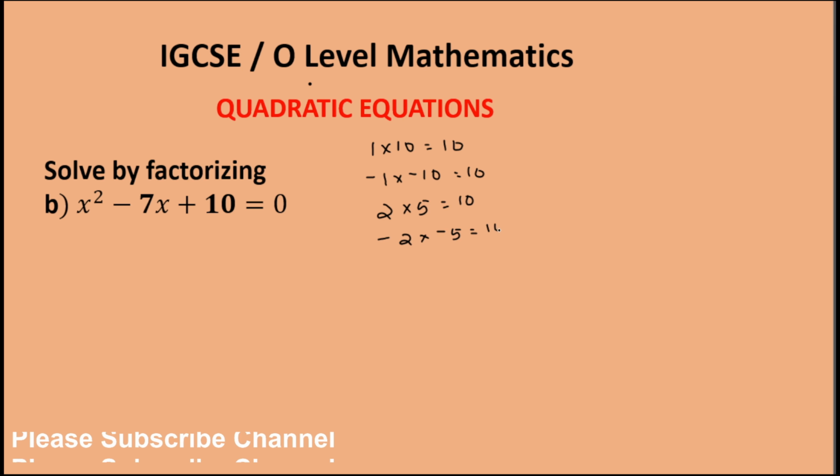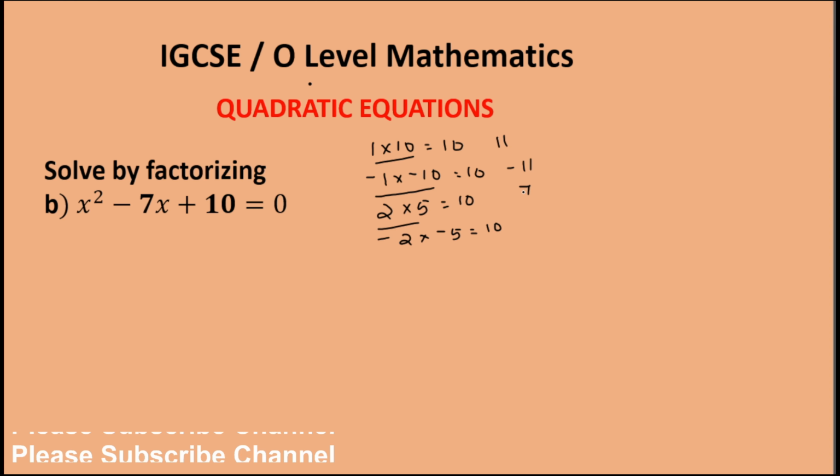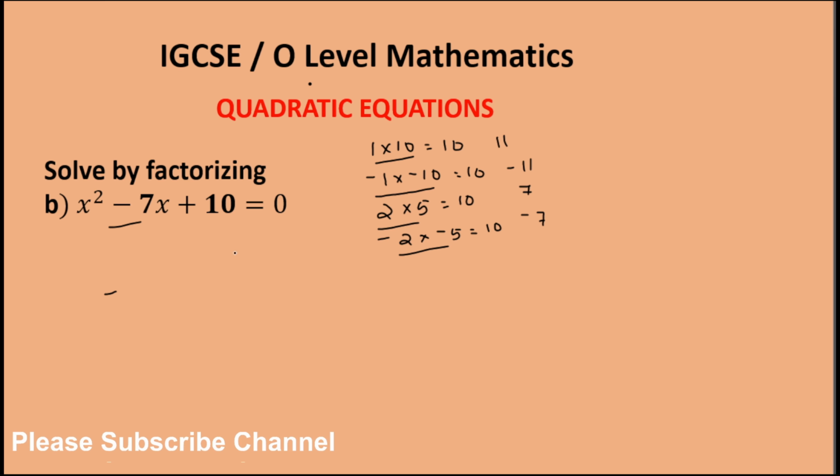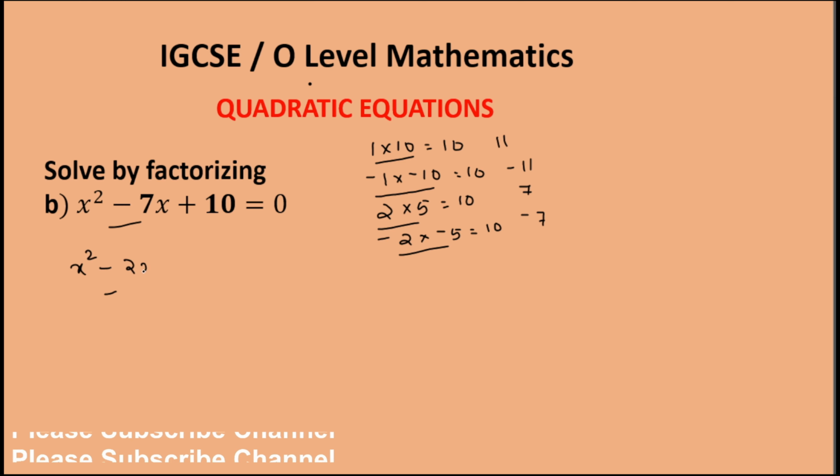Adding 1 and 10 we get 11. Adding minus 1 and minus 10 we get minus 11. Adding 2 and 5, we get 7. Minus 2 and minus 5, we get minus 7. Here we need minus 7, so we take minus 2 and minus 5. So we can split the term minus 7x of x square minus 7x plus 10 as minus 2x minus 5x plus 10 is equal to 0.